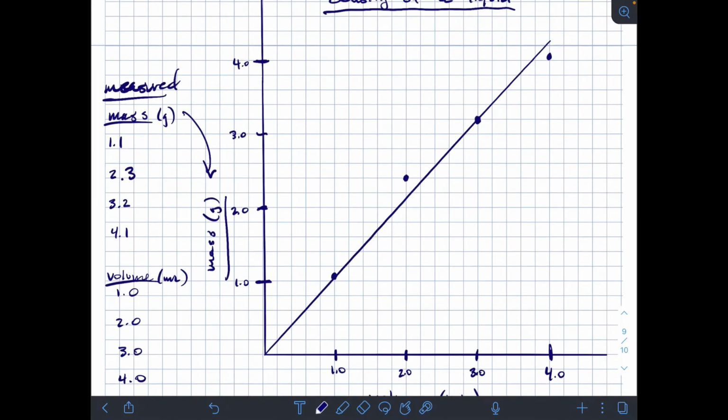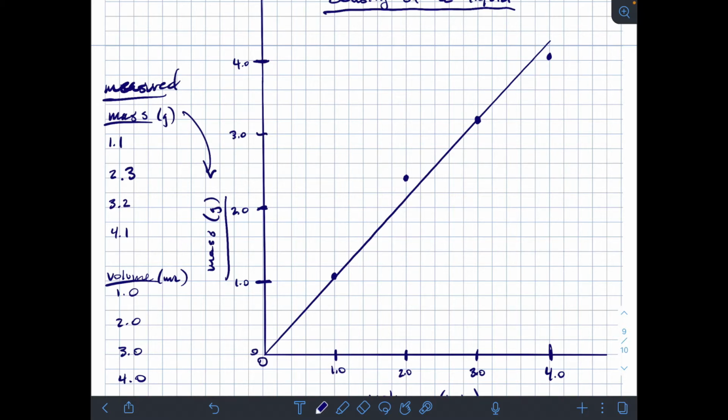Now I've plotted my data points on my graph, and I've included 0, 0 as a data point, because in this scenario, if I have 0 volume, I also have 0 mass. That's a real thing. And I've drawn a line through my data. Notice that my line is not a connect-the-dots type of line. Also, the line does not necessarily connect 0 with my last data point. When you draw your line through your data, you want to make sure that it goes right through the middle of all of your data.